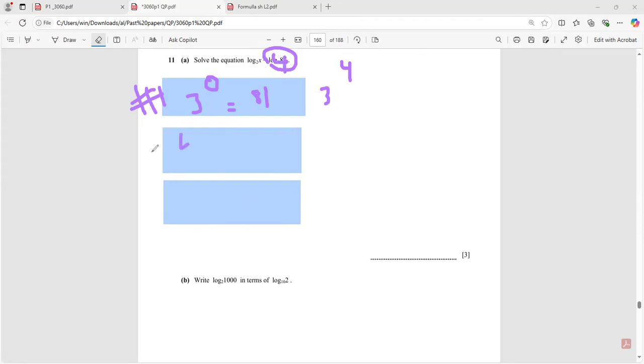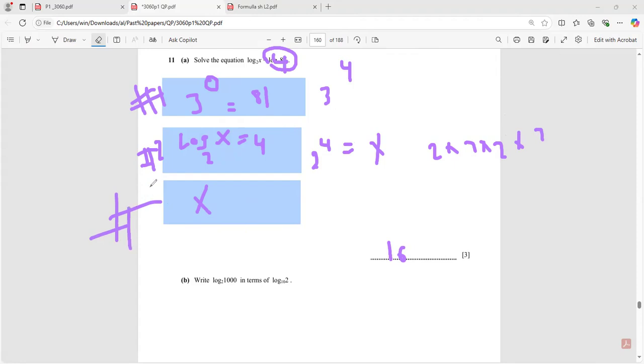Now we have rule number 2. Here we're going to say that log base 2 of x equals 4. Then I'm going to change it to normal power. So 2 to the power of 4 equals x. So 2 times 2 is 4, times 2 is 8, times 2 is 16. So for the last step, number 3, x equals 16, and we did it. Let's see the next.